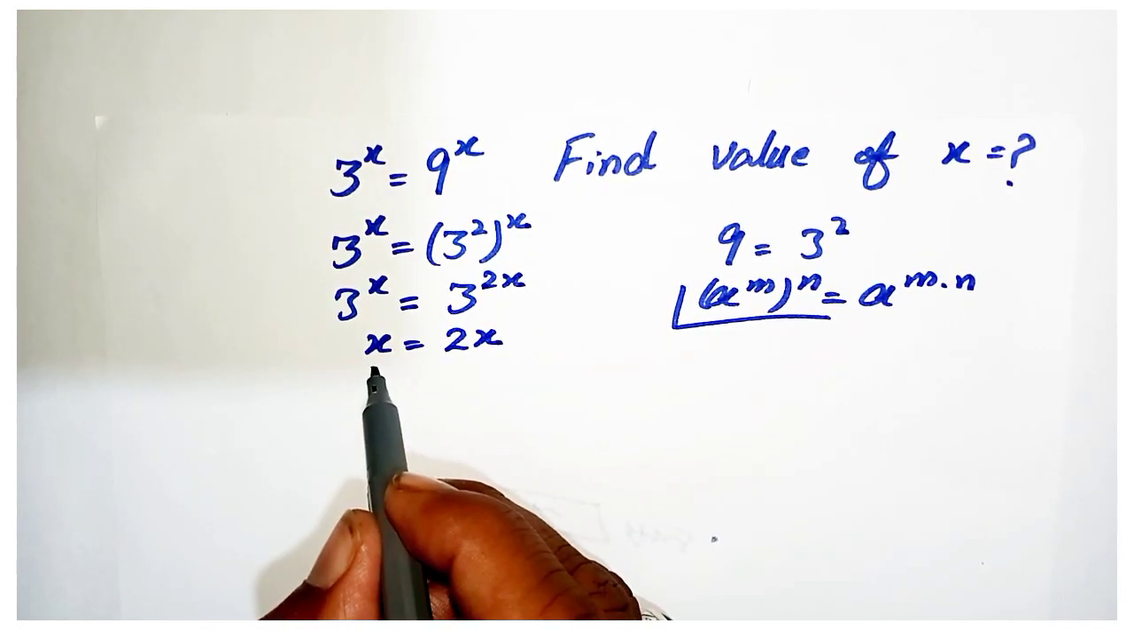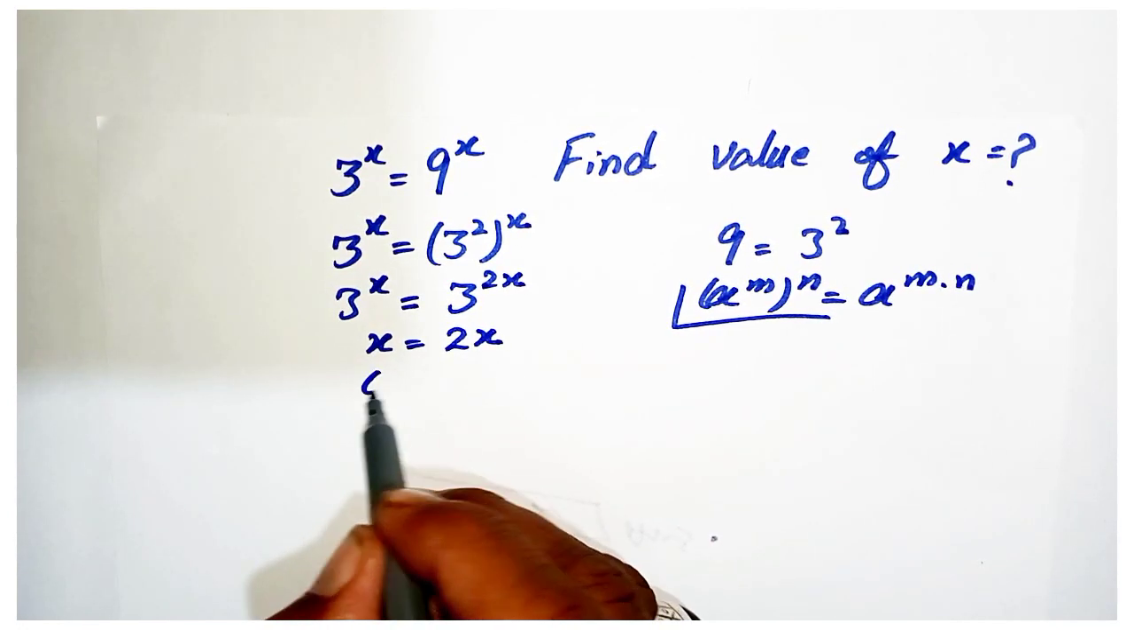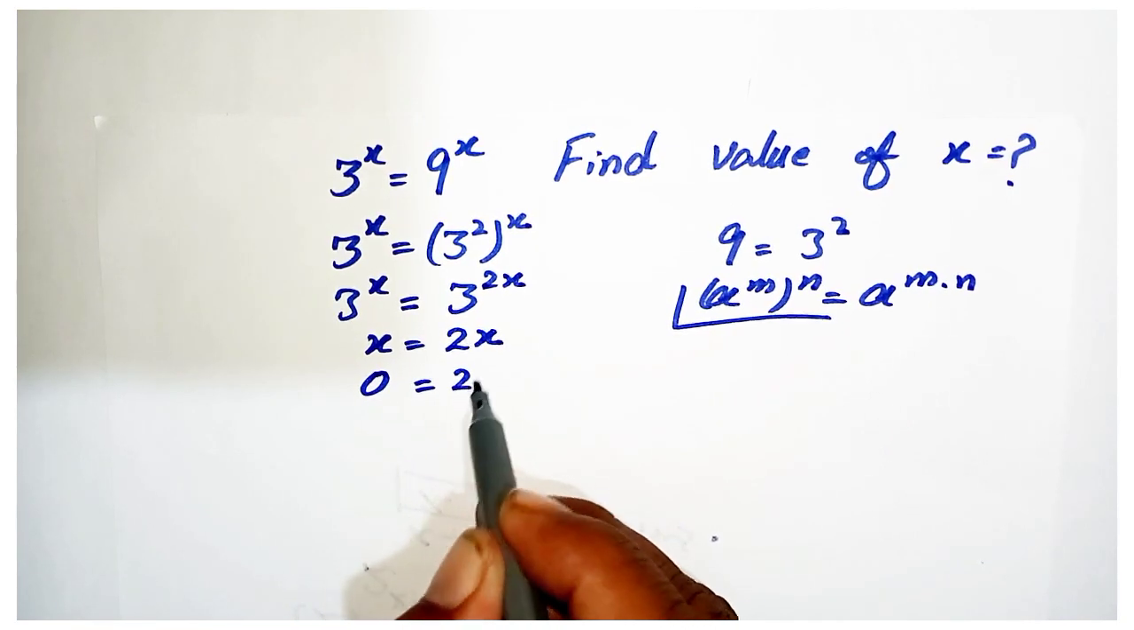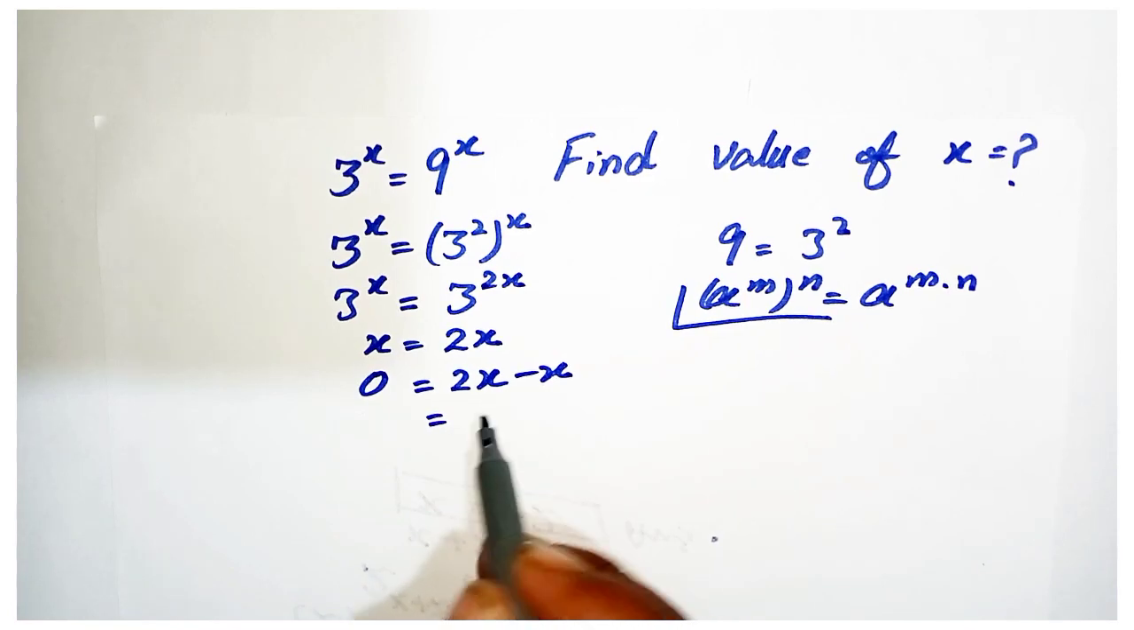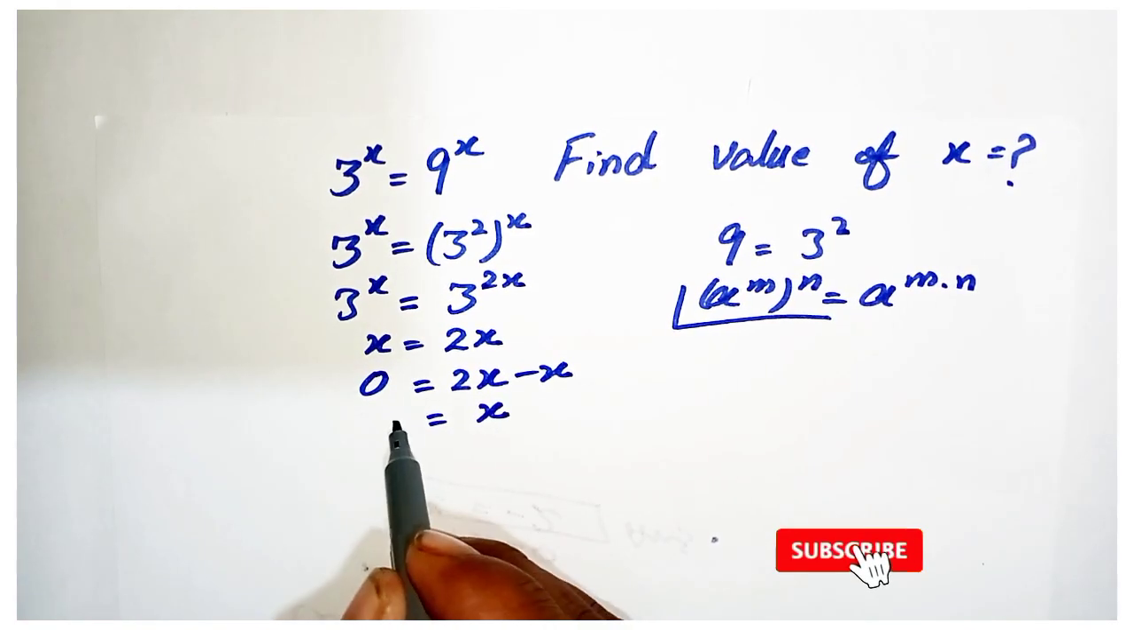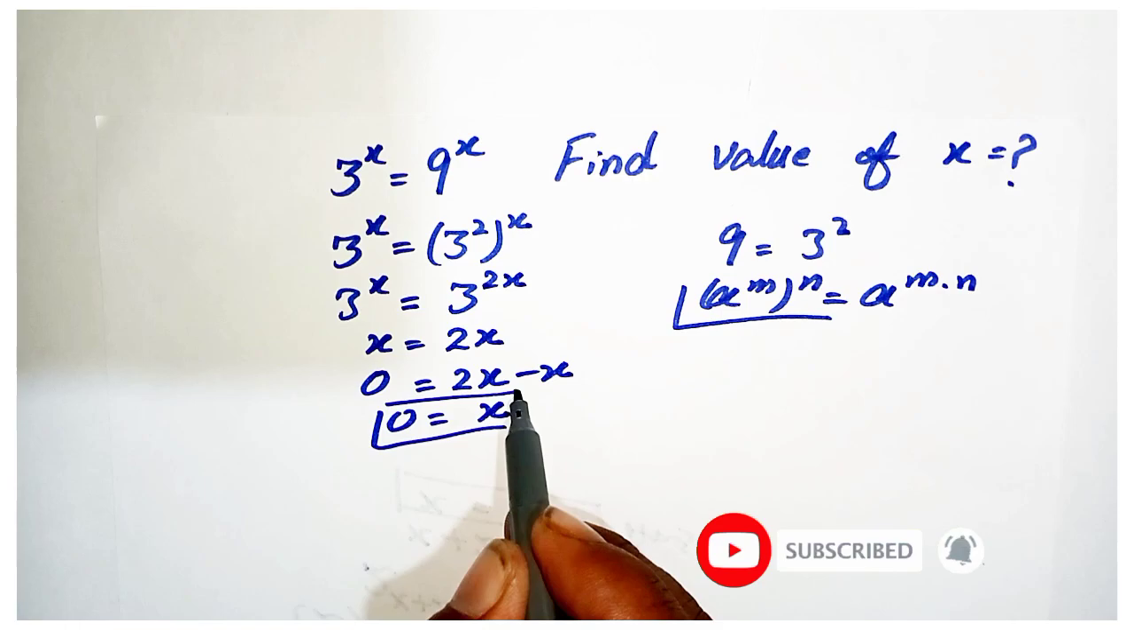When we take this x to the right side of the equation, it becomes 0 is equal to 2x minus x. 2x minus x is equal to x. So the value of x is equal to 0.